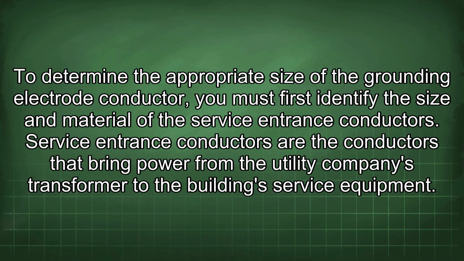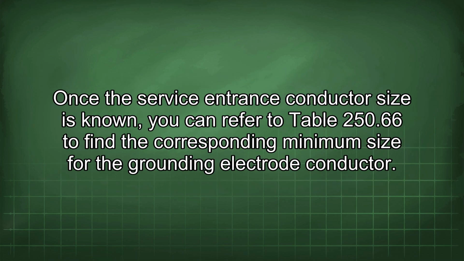Table 250.66 dictates the minimum size of the grounding electrode conductor based on the size of the service entrance conductors. To determine the appropriate size, you must first identify the size and material of the service entrance conductors. Service entrance conductors are the conductors that bring power from the utility company's transformer to the building's service equipment. Once the service entrance conductor size is known, you can refer to Table 250.66 to find the corresponding minimum size for the grounding electrode conductor.